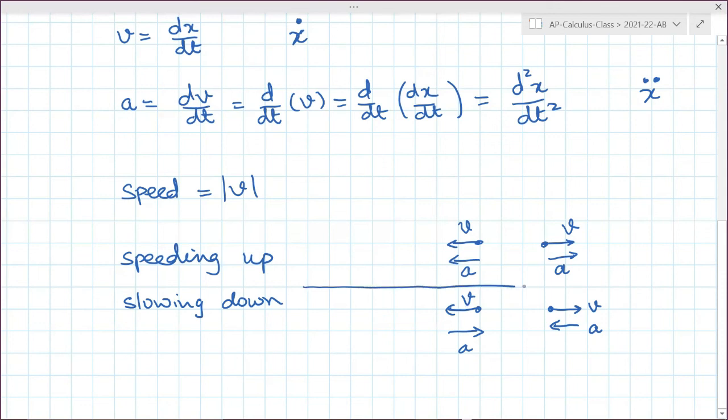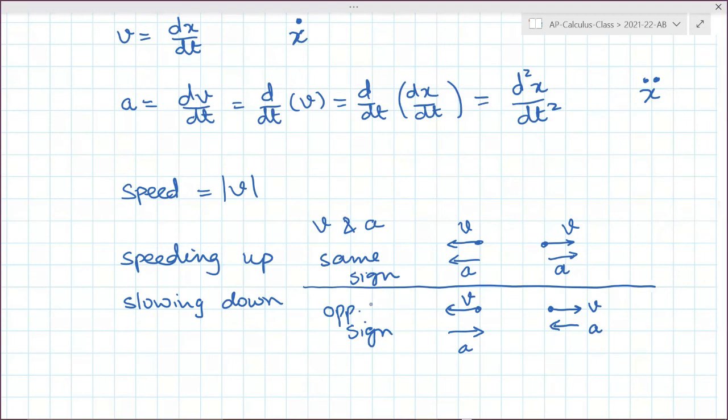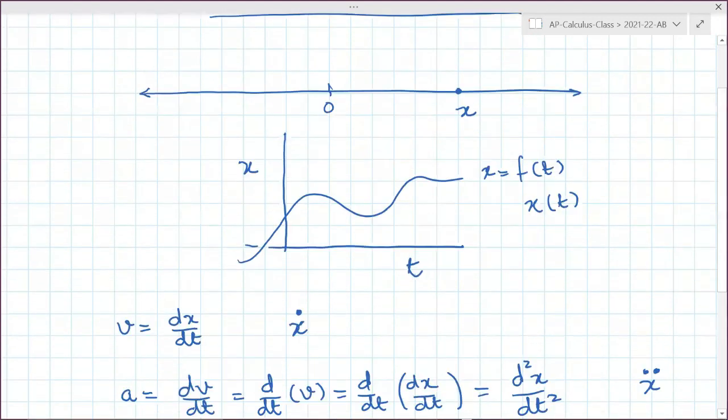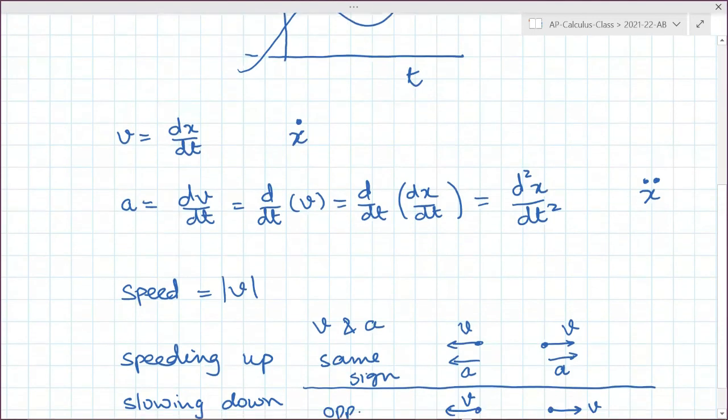So these two cases are speeding up. That means v and a, velocity and acceleration, have the same sign, and slowing down when they have opposite signs. If acceleration is pulling you in the direction of your motion, then you'll speed up. And if it is pulling you or pushing you opposite to your motion, motion meaning velocity, then you're slowing down. These are the key ideas that you use for the PVA problems.